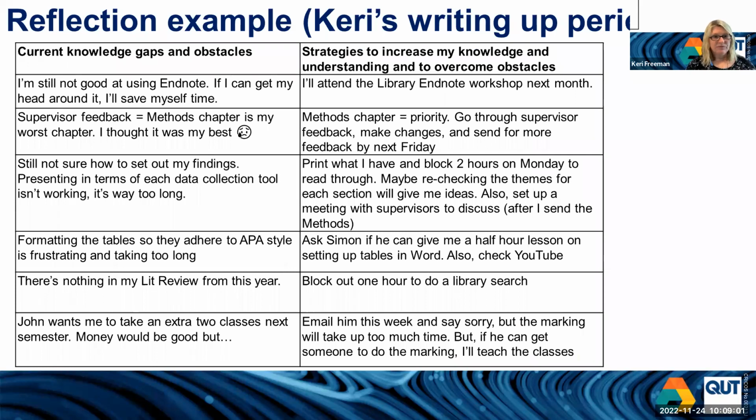So here's an example of my writing up period that might help you a little bit with your reflection. So let's call this the last 6 months of my candidature. I was still no good at using EndNote. I went to a lot of library workshops. My brain just didn't compute with that. Anyway, I had good intentions. Supervisor feedback: I had to do a lot on my methods. I thought my methodology chapter was fantastic. They didn't. So that was something I knew I needed to prioritize to get that right.